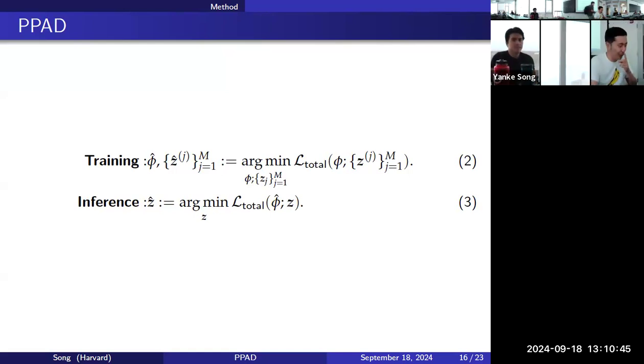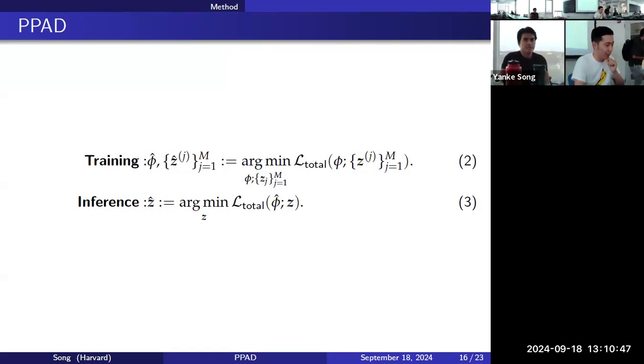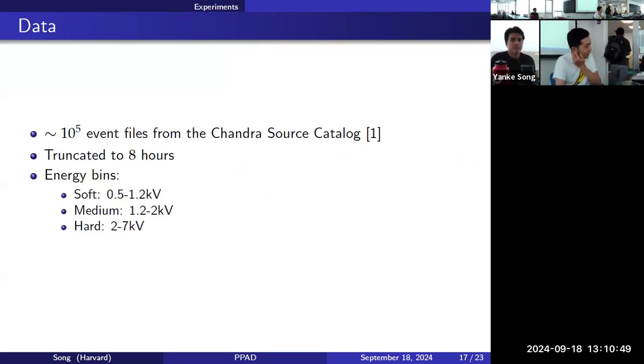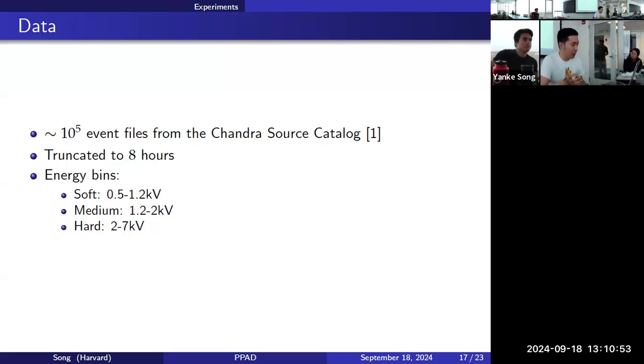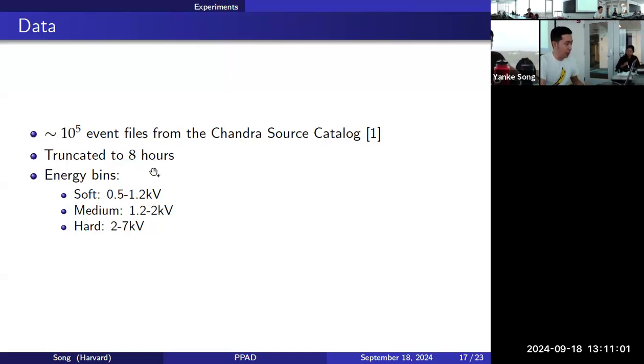So now comes the probably more interesting part, which is the experiment results. I'm taking my pipeline and fitting about 100,000 event files from the Chandra Source Catalog. I'm doing some minimal pre-processing. For example, I'm truncating all event files to 8 hours, because otherwise it's not an apples-to-apples comparison. I'm binning into 3 energy bins, as basically all people do in astronomy.